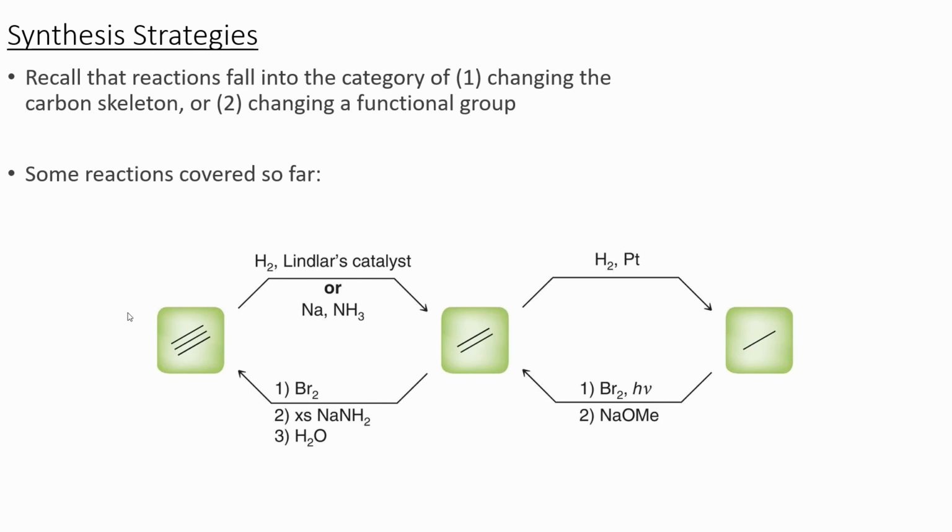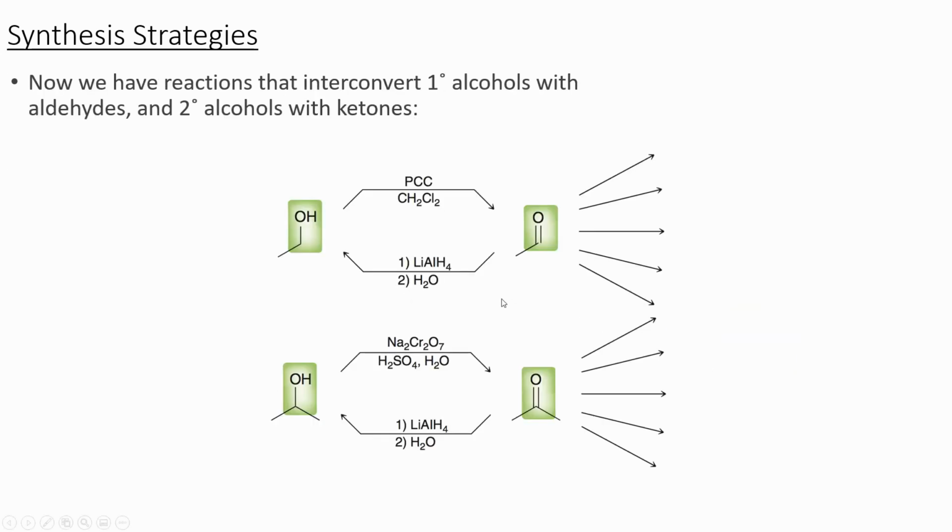Some reactions that we've covered so far, we can take an alkyne and reduce it down to an alkene, reduce that down all the way to an alkane, and oxidize back up using a variety of different conditions. And with alcohols, we can do something similar. We now have the ability to oxidize a primary alcohol up to an aldehyde using, I think we went over 3 different sets of conditions that would do this. We also have the ability to reduce the aldehyde back down to an alcohol using a variety of different conditions.